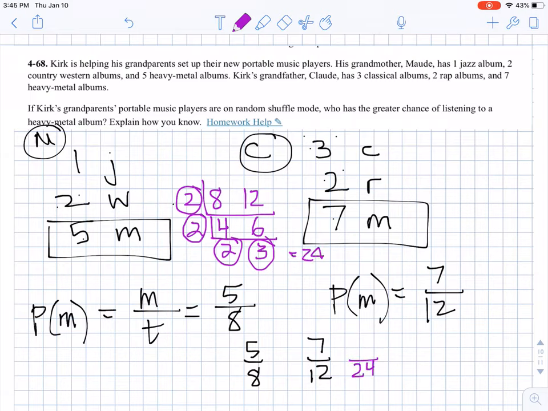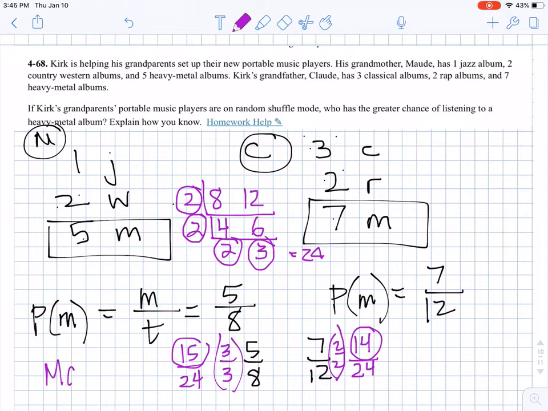So if I make this 24ths, I have to multiply by a giant one that's 2 over 2. So I get 14 24ths. If I make this 24ths, I have to do 15 24ths. So who has a greater chance of listening to a metal album? Well, which is bigger, 14 or 15?